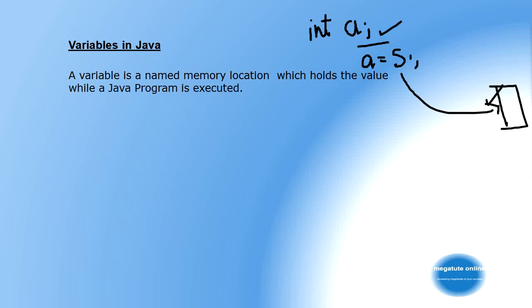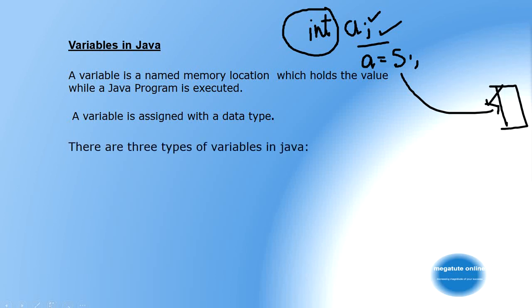All right, guys. Now a variable is assigned with a data type. As I just showed you over here, a variable is assigned with the data type. So whenever you declare a variable, you specify the data type also, which makes sure that this variable is going to have the data belonging to the range of integer. It's going to be a non-decimal number belonging to the range of integer. All right. There are three types of variables in Java. The first one is the local variable. The second one is the instance variable, and the third one is the static variable.